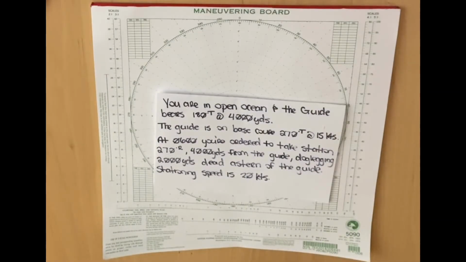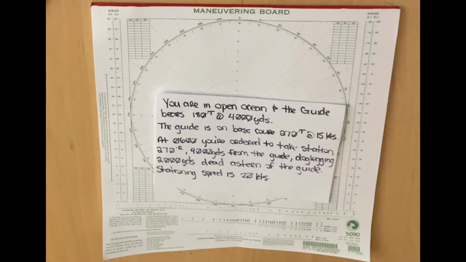For this video, we are going to complete a stationing MoBoard, and this particular stationing MoBoard is going to include a dogleg. All that means is you're going to drive 2 different courses in order to take station onto the guide. So let's go ahead and go over the problem.